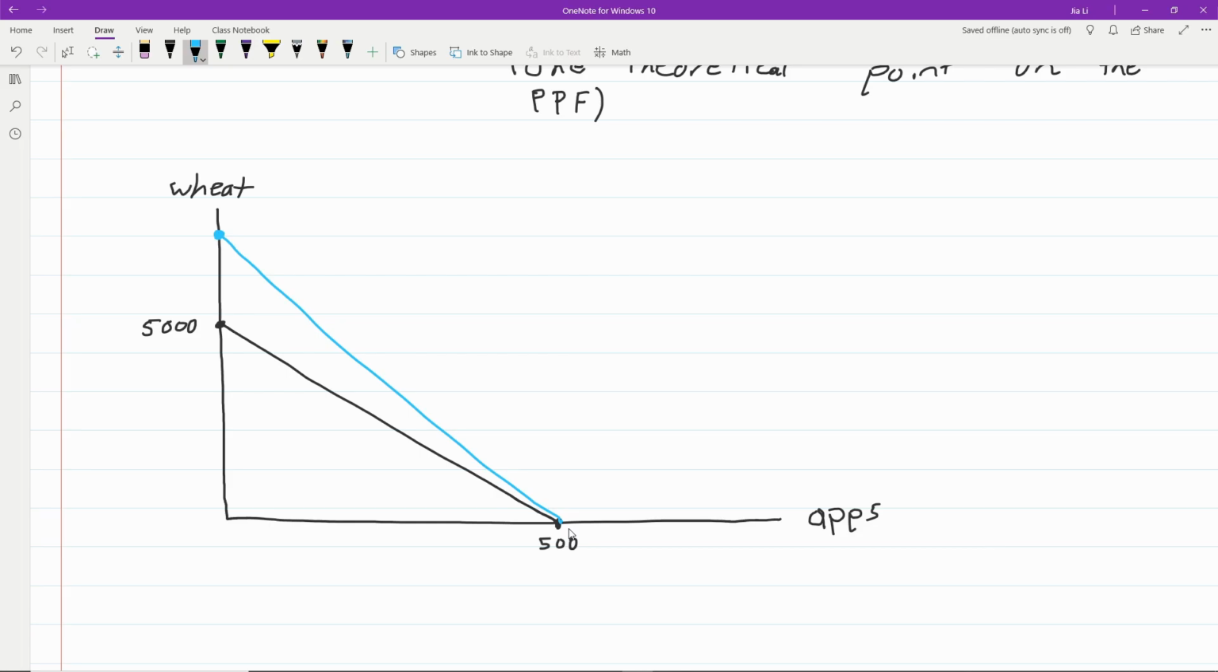Now, if somehow we became worse at growing wheat, so now it takes more time to grow wheat compared to before, let's say maybe the soil quality has gone down, or maybe due to some bad weather patterns it's become harder and harder to grow wheat, so it takes more time to grow a ton of wheat. Well, then just the opposite would happen.